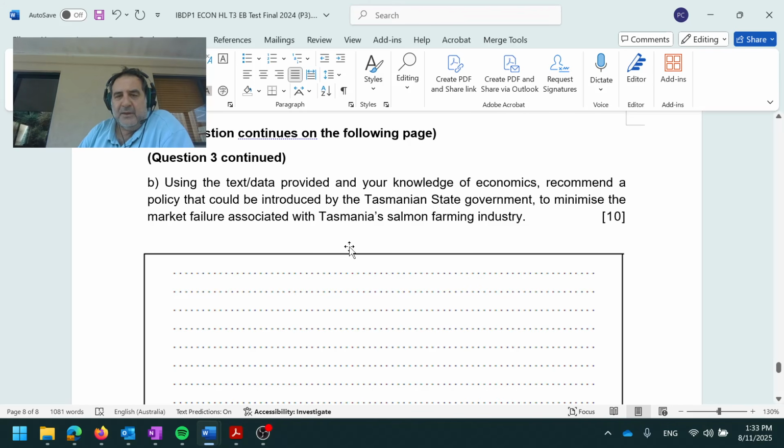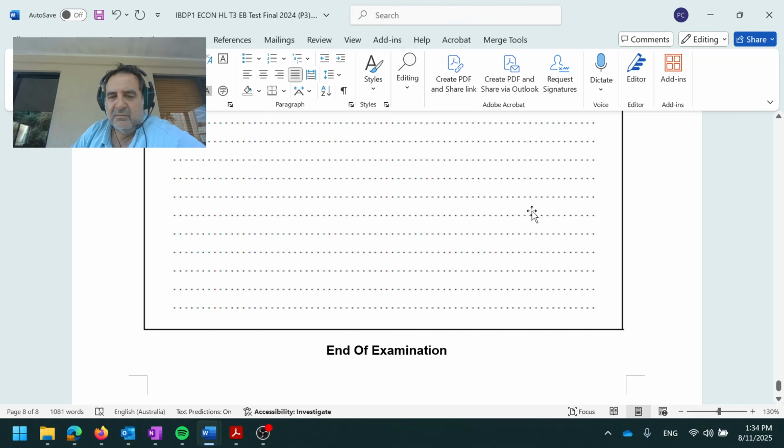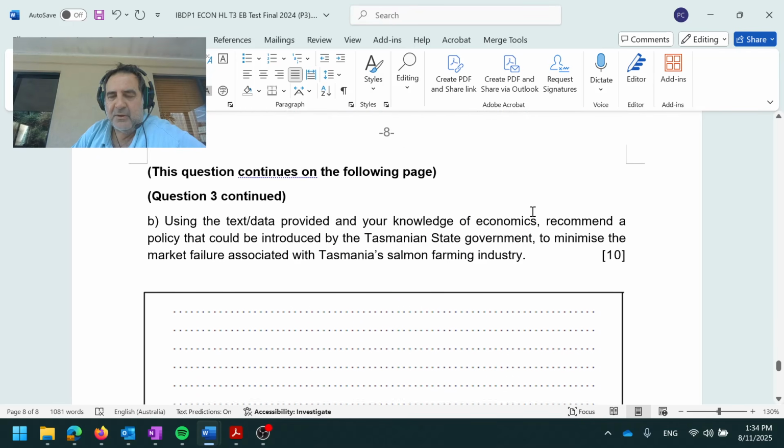That was the one with the salmon farming and what the recommended policy would be that the Tasmanian state government could use. We were looking for an introduction of a tax or a levy. You could have talked about direct regulations or the law being changed to curtail salmon farming, or just an information campaign. Any of those policy solutions would be ideal. You can see there you've only got to tap out a page, so there's not too much to write.